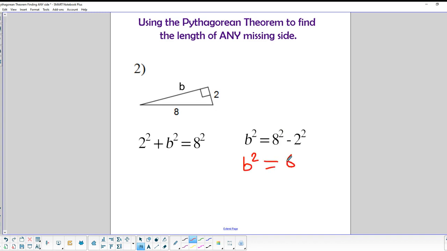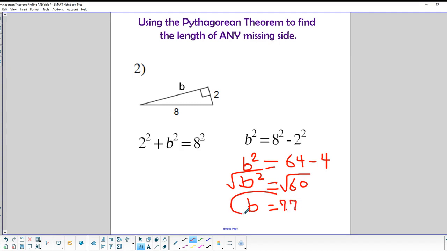equals 64 subtract 4, which is just 60. And so b squared equals 60. To find b, we have to do the square root of 60. So we get our calculator again, type in the number 60, do our square root, and we get 7.7 if we round it to the nearest tenth. It could be a little bit bigger decimal if we round it to some other amount.